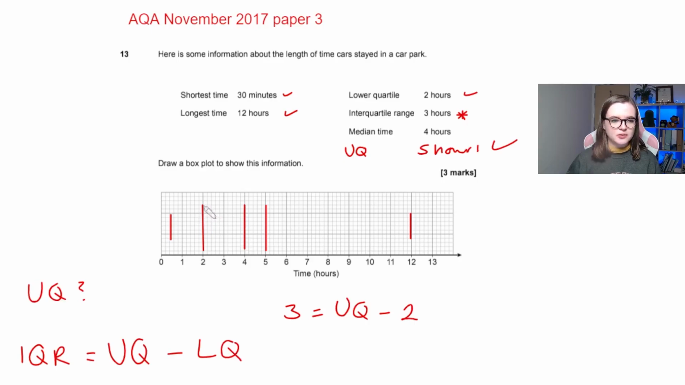there. Then connect them all up. That one with that one, that one with that one, and then that one with that one, and that one all the way over there. And that would be 3 marks.